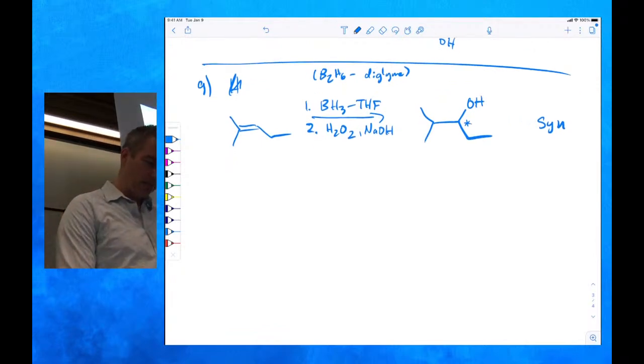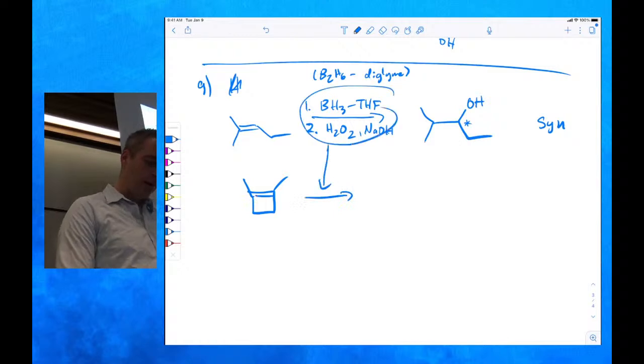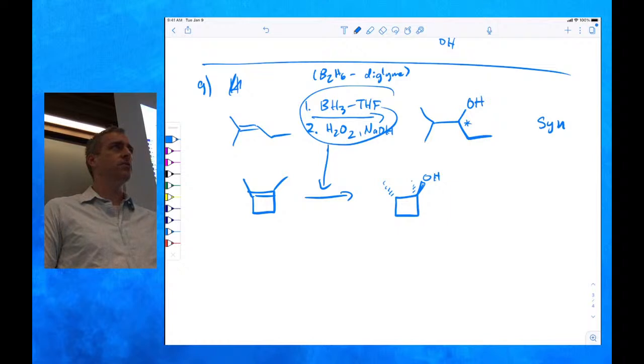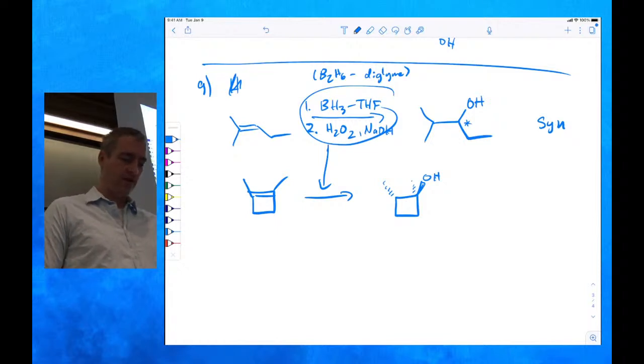So if you're on a ring, and you use those conditions down here, what you'll get is like that. So the OH and the hydrogen end up cis to each other. The two methyls end up cis to each other in that product as well. They both add to the same face. That's really the story there. All right, we're doing good.